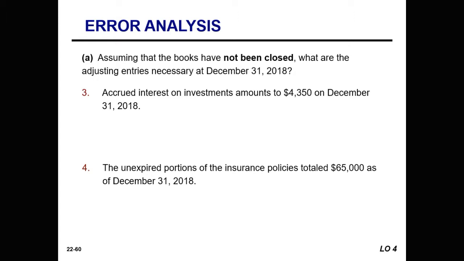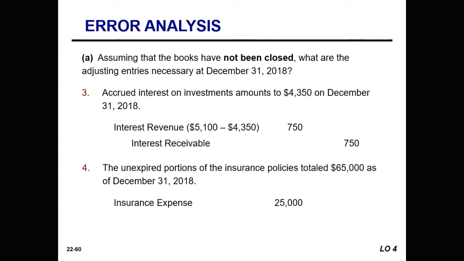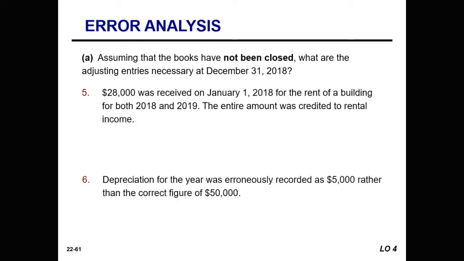Accrued interest on investments amounted to $4,350. So we need to recognize interest revenue in the amount of $750, because we have it at $5,100. And we post that to our interest receivable of $750. The unexpired portion of the insurance policies totaled $65,000, meaning there was $25,000 that expired in insurance expense in this current period.